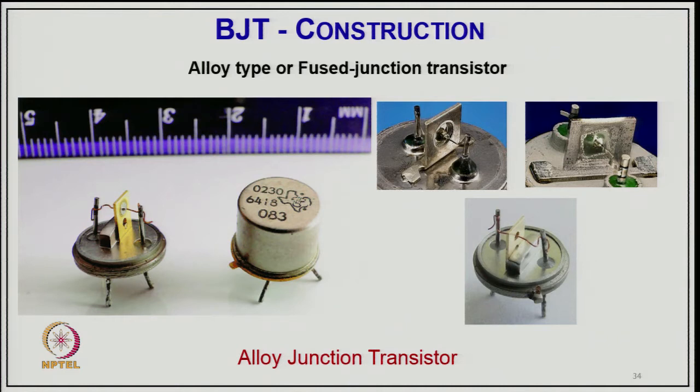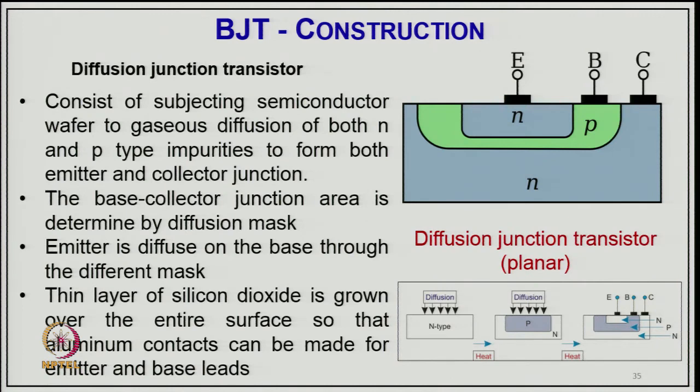And these are some photographs of alloy type or fused transistors of different types. The third is the diffusion junction transistor, where we diffuse N type and P type layers, and you can see the collector, base and emitter for an NPN transistor. This transistor consists of subjecting a semiconductor wafer to gaseous diffusion of both N and P type impurities to form both the emitter and collector junctions. The base collector junction area is determined by a diffusion mask, the emitter is diffused on the base using a different mask, and a thin layer of silicon dioxide is grown over the entire surface.